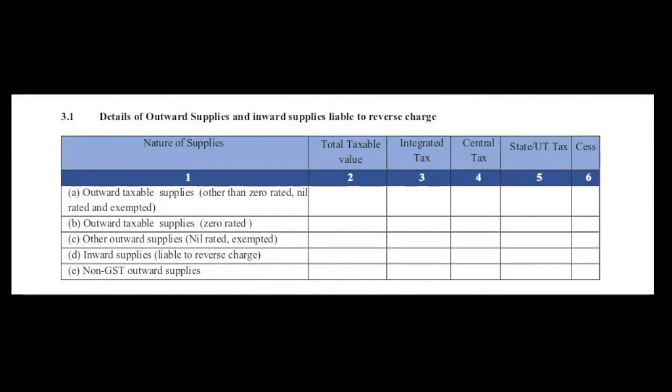Just for your information, on 0 rated supplies, input tax credit can be claimed, whereas on nil rated or exempt supplies, input tax credit will not be available.